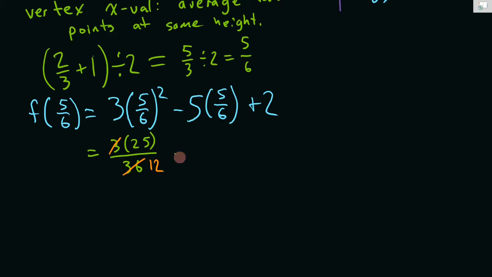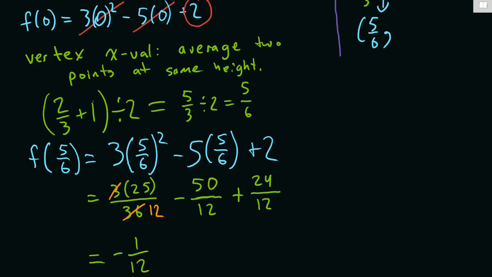So then my next term is minus 5 times 5 is 25. But I know I'm going to want 12ths, so let's just do this to 12ths right in this step. So 5 times 5 is 25/6, which I need to double to get 50 12ths. And let's turn our 2 into 12ths as well. So 2 in 12ths is going to be 2 times 12 is 24. So we add this up. 25 plus 24 is 49. 49 is 1 less than 50, so it's going to be negative 1/12. And so the y value of our vertex is negative 1/12.